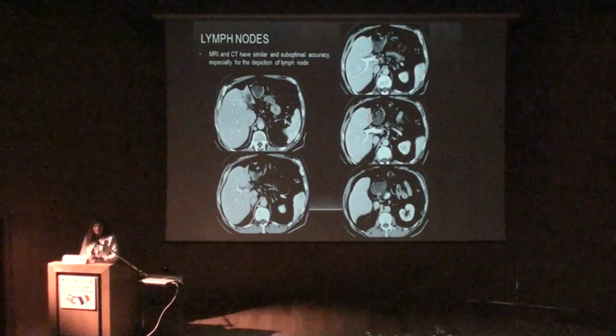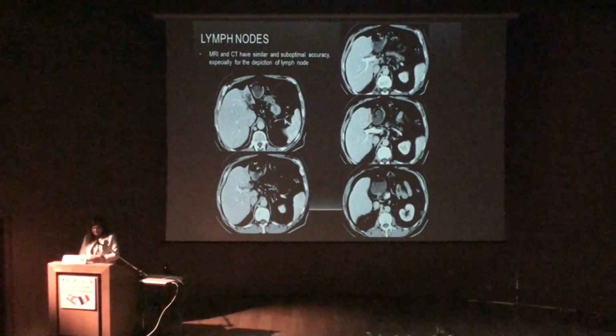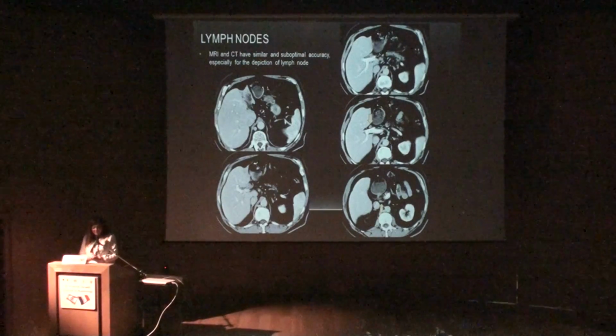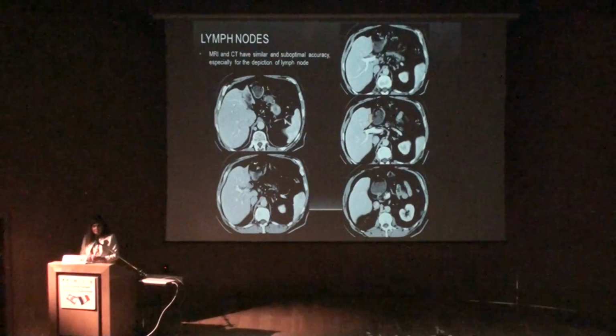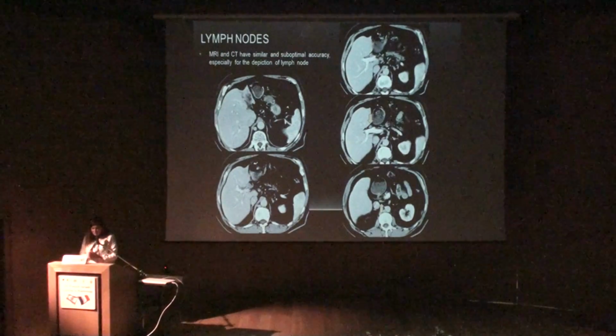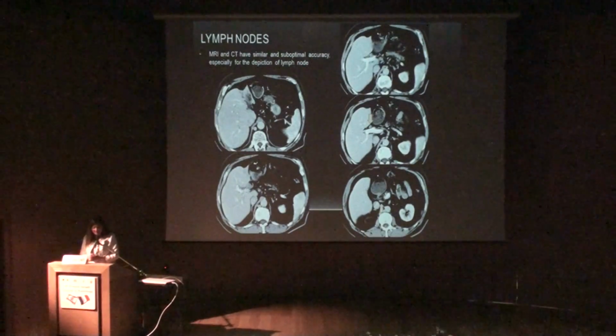Now we move to the question of the lymph node. I think it's a very difficult question. MRI and CT have similar and suboptimal accuracy for the depiction of lymph nodes. So you can see the lymph node, but it's almost impossible to be 100% sure whether it is a metastatic lymph node or just an inflammatory lymph node.